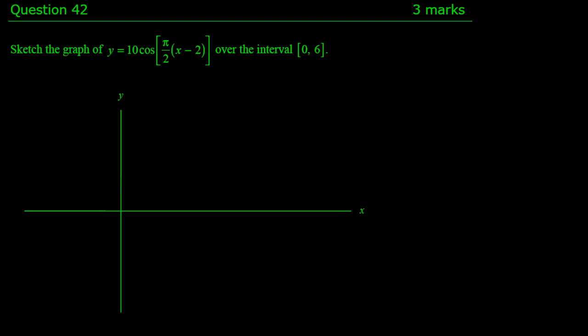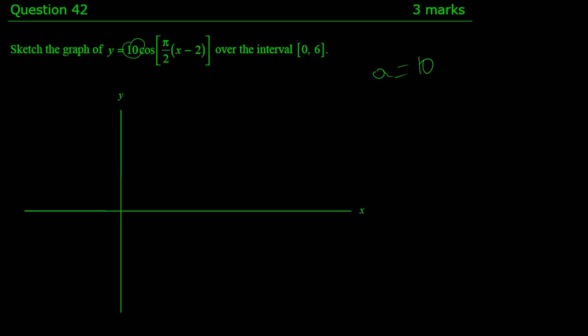Question 42. Sketch the graph of y equals 10 cosine of pi over 2 times (x minus 2) over the interval from 0 to 6. So the first thing we want to do here is identify some important constants. The first one is this 10. This 10 represents the amplitude. We have an amplitude of 10 in this graph. So from the center of the graph, it will increase vertically for 10 units and decrease vertically for 10 units.